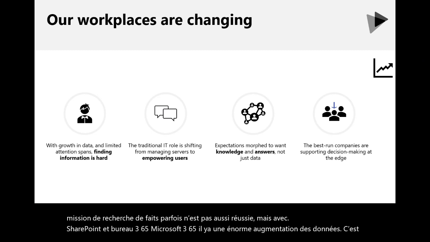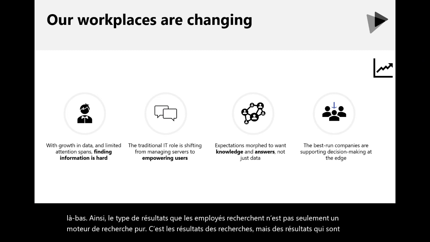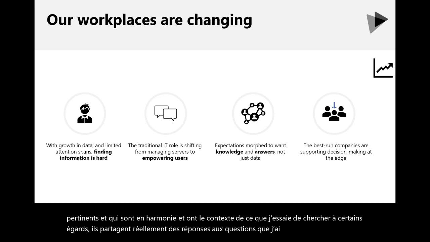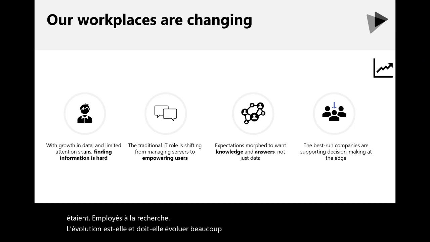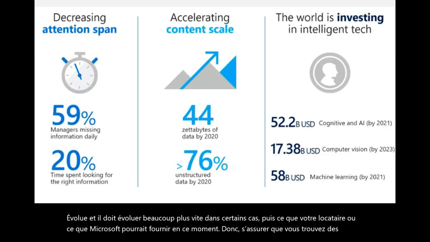So the type of results that employees are looking for is not just a pure search engine that searches results, but results that are relevant and in tune and have the context of what I'm trying to look for. In some ways, they actually share answers to the questions that I have. So the expectations for employees for search are evolving, and it needs to evolve a lot quicker in some cases than what your tenant or what Microsoft might be providing at this time. So making sure you're finding ways to improve that is important.